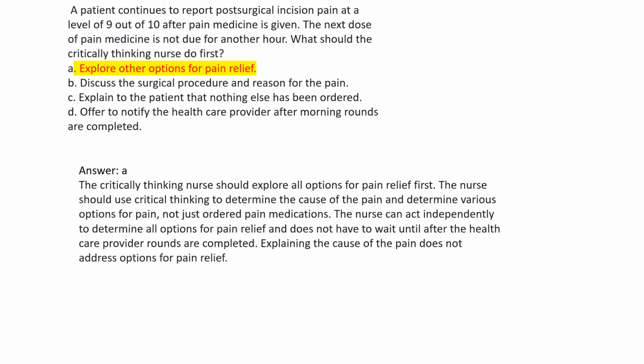Answer A. Explore other options for pain relief. The critically thinking nurse should explore all options for pain relief first. The nurse should use critical thinking to determine the cause of the pain and determine various options for pain relief, not just ordered pain medications. The nurse can act independently to determine all options for pain relief and does not have to wait until after the health care provider rounds are completed. Explaining the cause of the pain does not address options for pain relief.